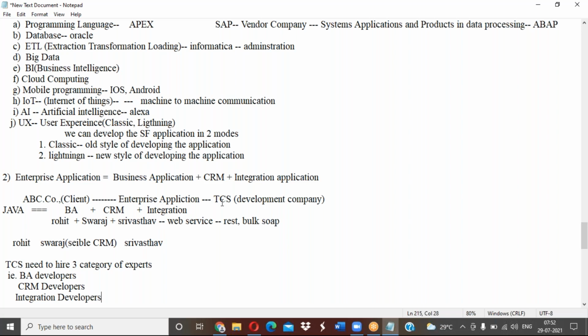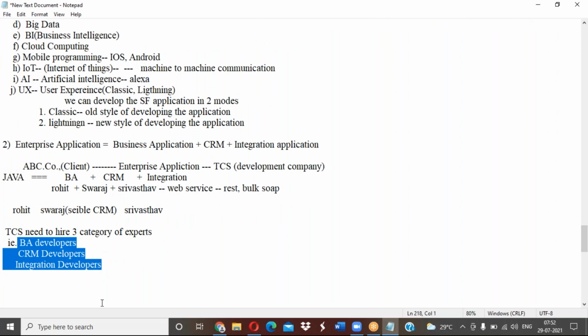Understand? Tell me, does TCS need to pay the salaries for all these employees till the end of the project? Yes or no? Good. Yes. But who will pay the salaries? TCS is not going to pay the salaries. Who will pay the salaries? The client needs to pay the salaries for all these people from day one to the end of the project, because everything comes from the client's pocket only. That is why the client needs to pay the salaries for all three categories of experts.